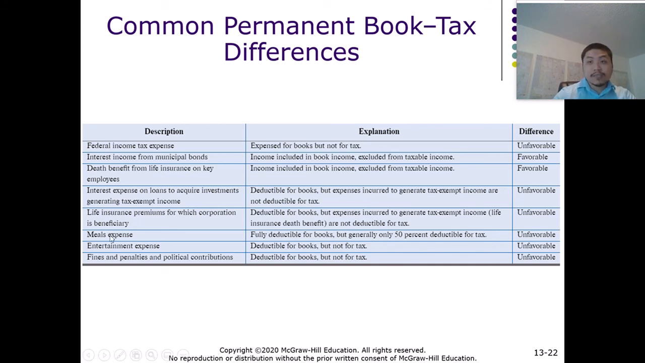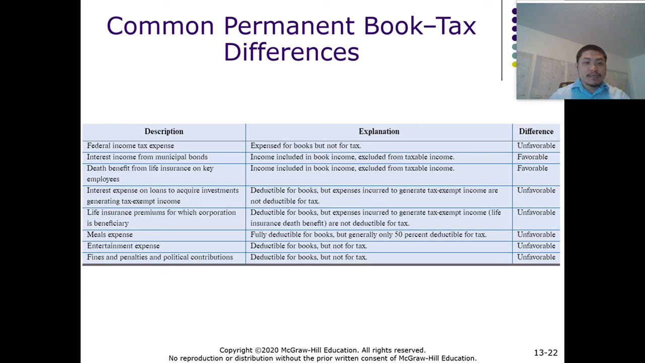Meal expense: we know business meal expense can only be deducted by 50%, so it's going to be a permanent unfavorable book tax difference. And entertainment expense, we know for tax purposes we cannot deduct that, but for book purposes we can recognize that expense to reduce our financial income.